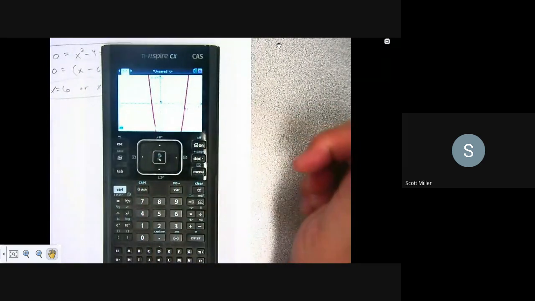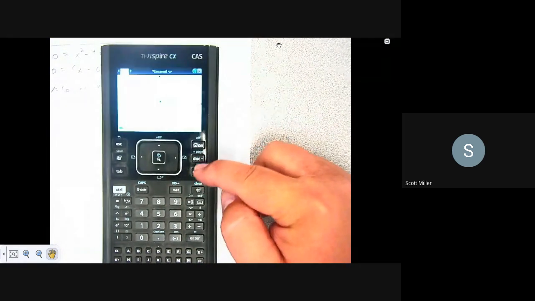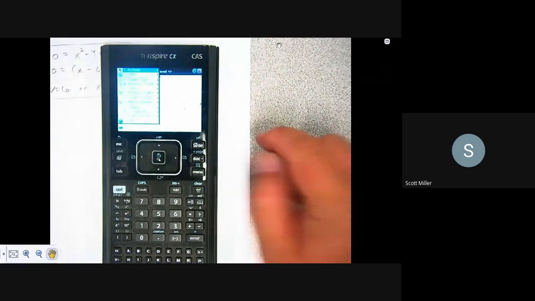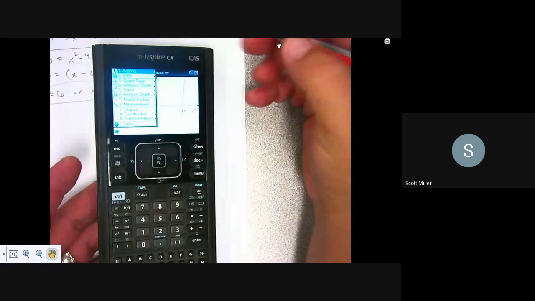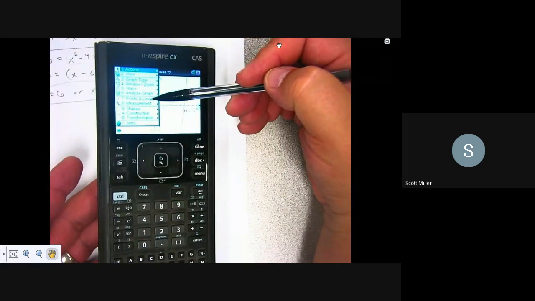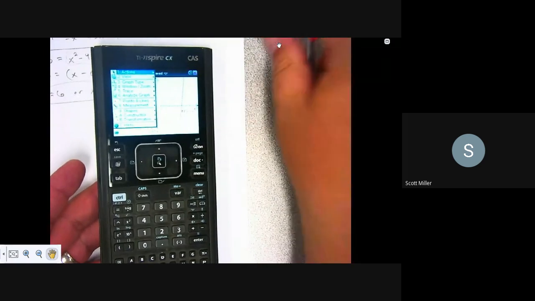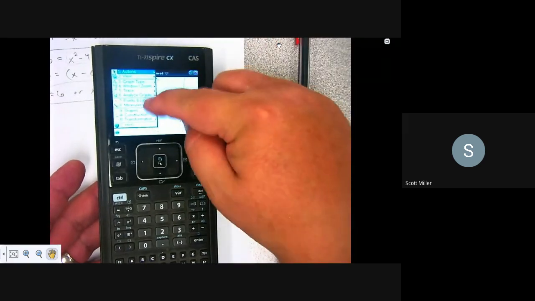How do I find an x-intercept on this calculator? In this graphing screen, there's the menu button. So you hit menu. I know you can't really see it here, but the options I have might be slightly different than yours. There's one here called Analyze Graph. This is your go-to button. Changing the view and the window, analyzing the graph, and trace are your major things.